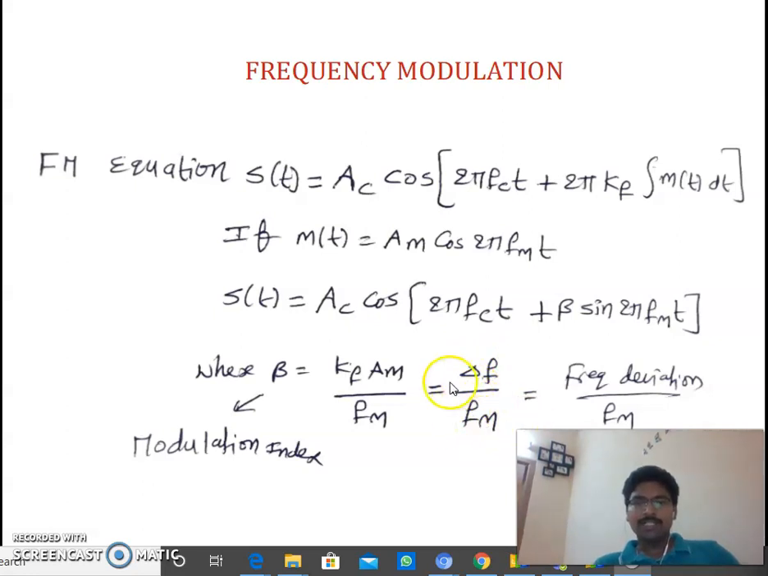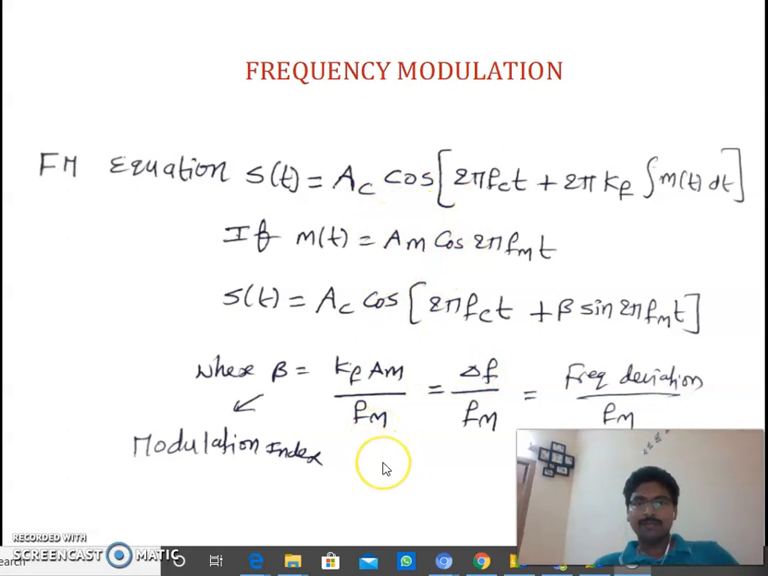So this parameter is important, the modulation index parameter, right? Beta is equal to Kf into Am by Fm, that is equal to delta F by Fm, where delta F is the frequency deviation, the change in the frequency or the range of the maximum frequency to the minimum frequency. This is about the frequency modulated wave.